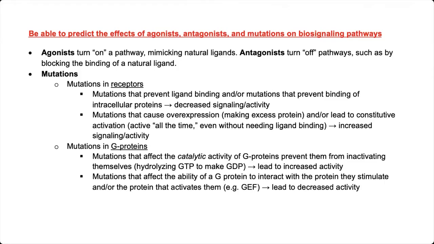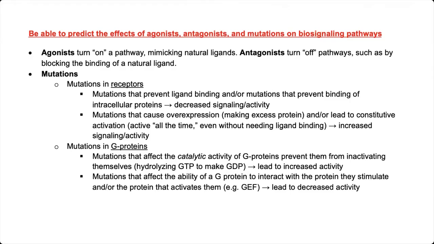Mutations in G proteins. Here you really got to think through things. Remember that the G protein, its catalytic activity was to inactivate itself. So it could hydrolyze the GTP to GDP, turning itself off. But it can't turn itself on. And so a mutation that affects the catalytic activity of a G protein is going to prevent it from turning itself off. It's going to prevent it from hydrolyzing the GTP, and this is going to lead to increased signaling activity.